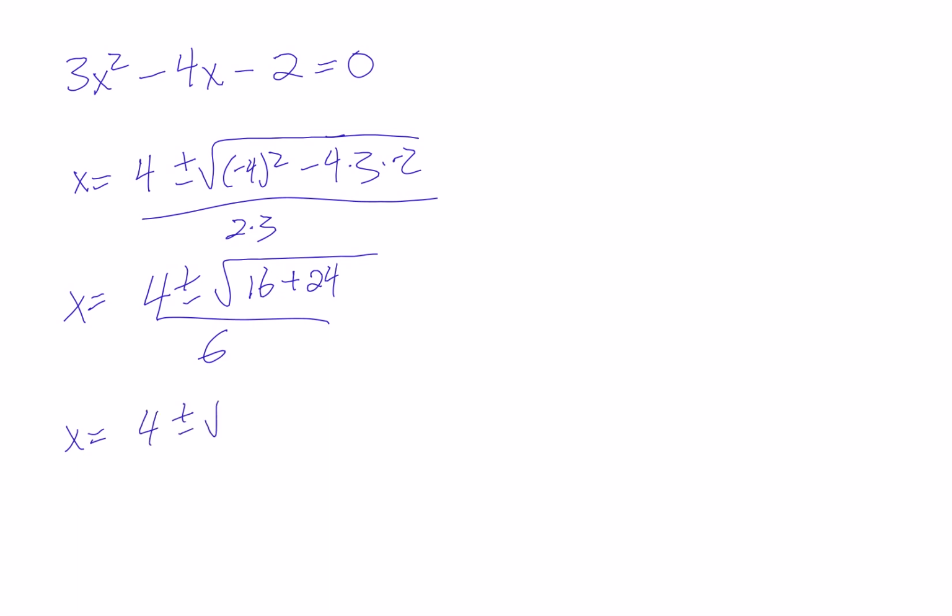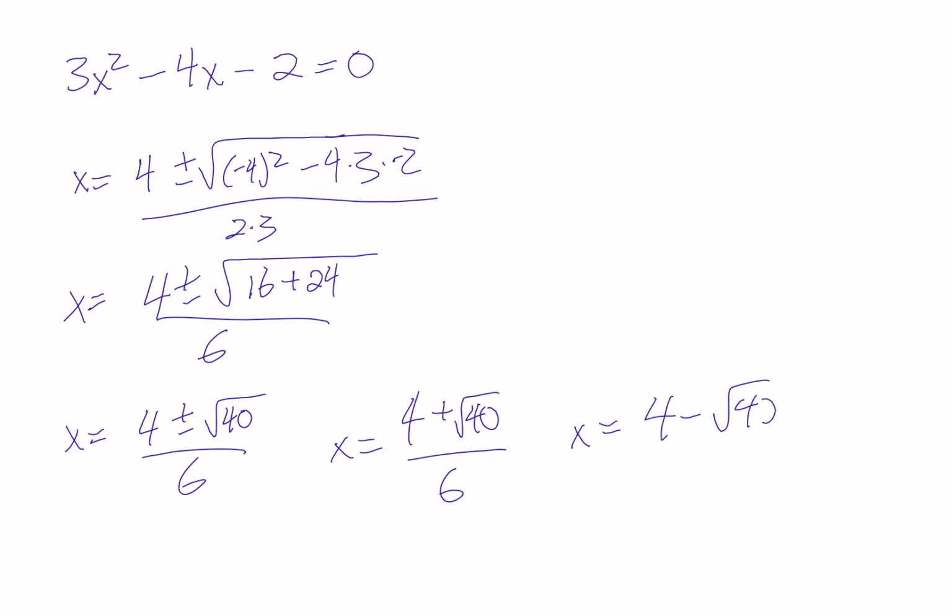So we will have square root of 40 over 6, and square root of 40 doesn't work out evenly, right? It works out as a decimal, so we can just leave it. We don't need to write the decimal answer. You can just write it as 4 plus root 40 divided by 6, and your second answer would be 4 minus root 40 divided by 6. And you can just leave them like that.